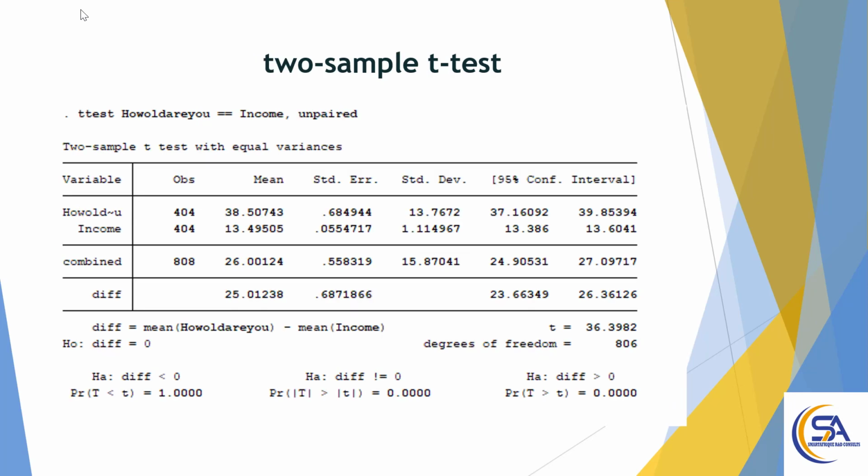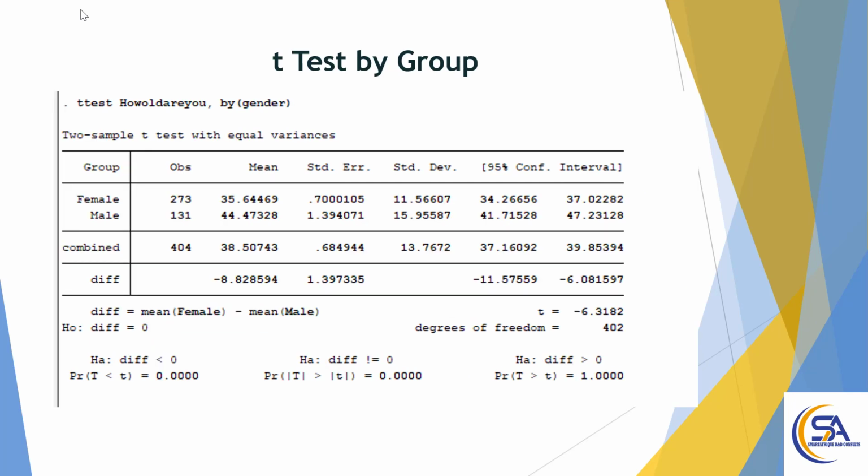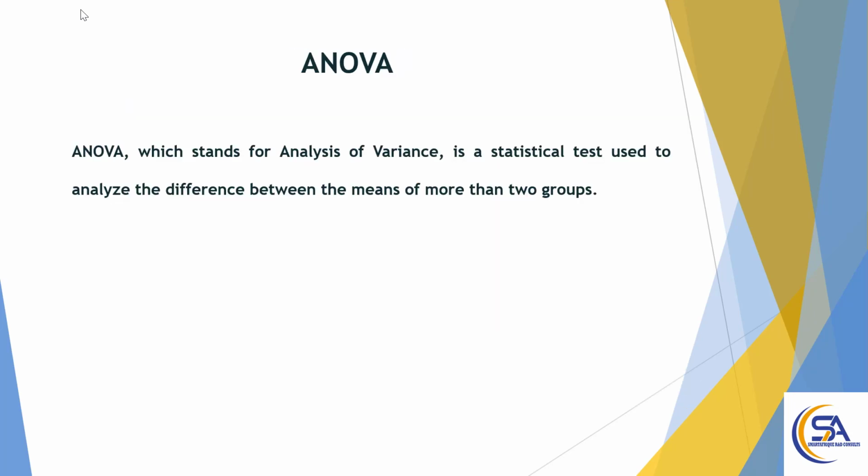Then the two sample T-test, in this case, this is unpaired. This is independent. Then you have the paired sample T-test, the next one. So I will run this during the hands-on session. Now, you can also do the independent sample T-test by groups. So probably you want to test the effect for male, test the effect for female.